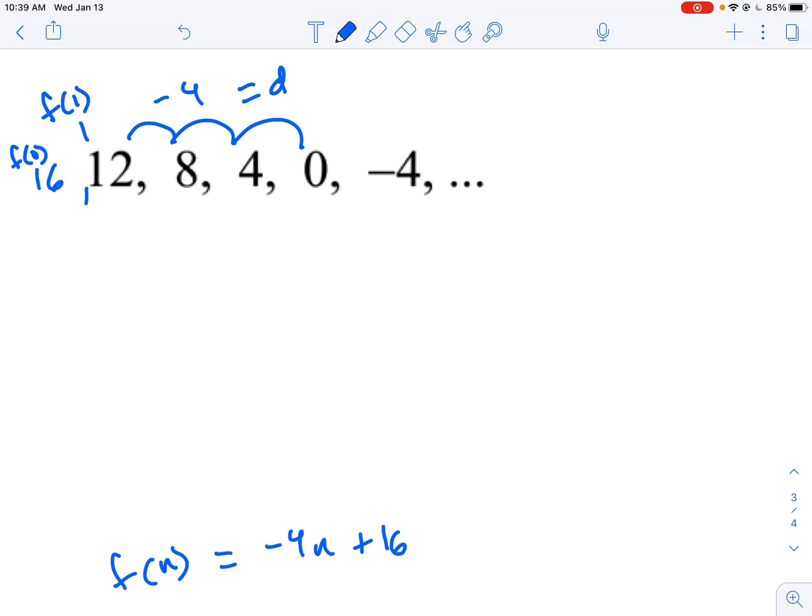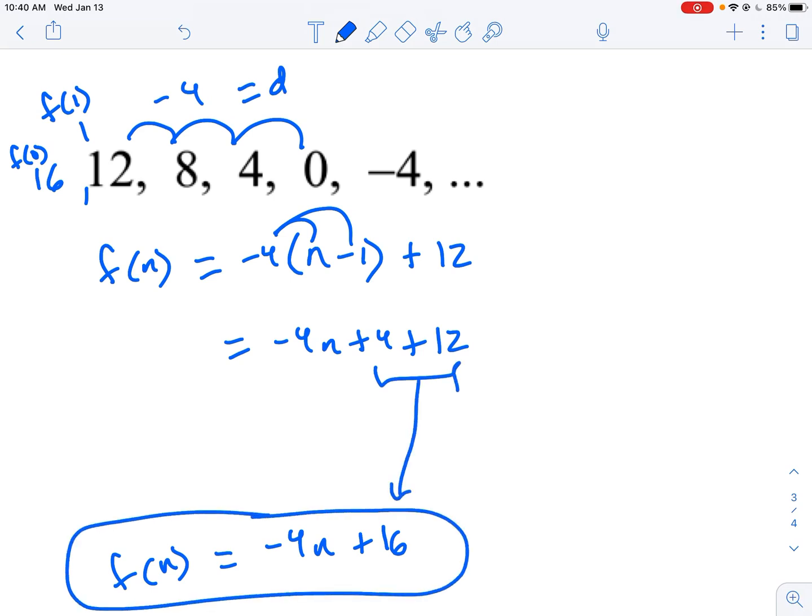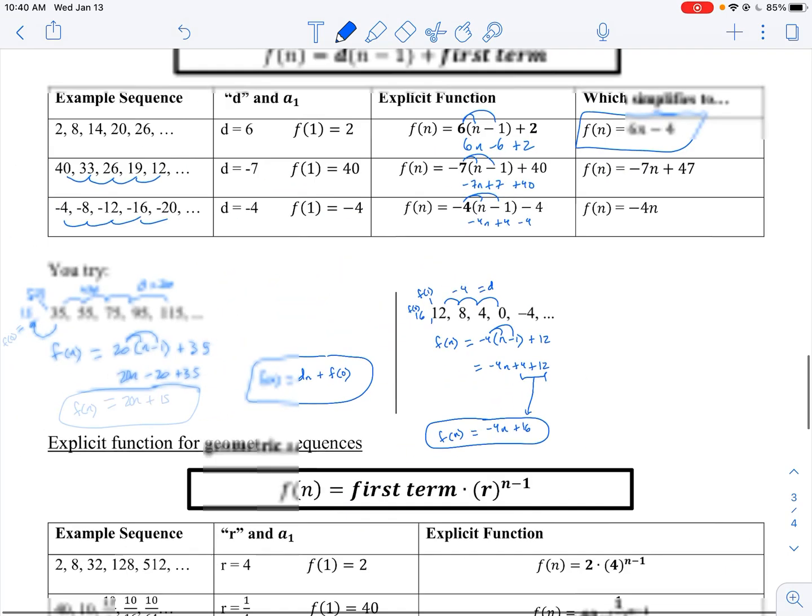Or if you wanted to write it out using the formula we've been using, you got negative 4 times n minus 1 plus f of 1. And not f of 1, plus 12, my bad. You can distribute your negative 4 to get negative 4n plus 4 plus 12, and these will combine to get you the 16. So here's our final simplified version. So there you go. That's how you write your explicit functions for arithmetic sequences.